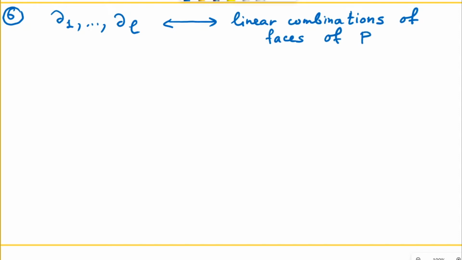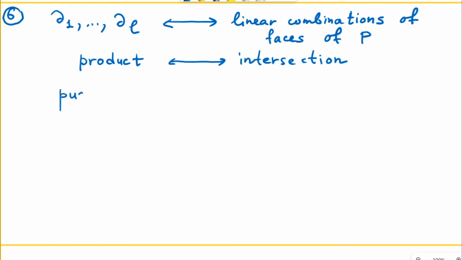Well, if we speak about derivations of order 1, then we'll get linear combinations of faces of codimension 1. And the product in the polytope ring corresponds to the intersection of faces. Again, as in the case of Chow rings, we should make some assumptions of transversality.